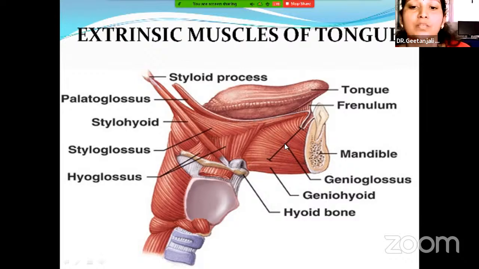This is the genioglossus muscle. This genioglossus muscle arises from the genial tubercle of the mandible up to the tongue. That is genioglossus. Genio is the word for the genial tubercle of the mandible, and glossus is the word for the tongue. Then the second muscle is hyoglossus. Hyo from the hyoid bone. See here, this is the hyoid bone, and this hyoglossus muscle originates from the hyoid bone and is inserted into the tongue.